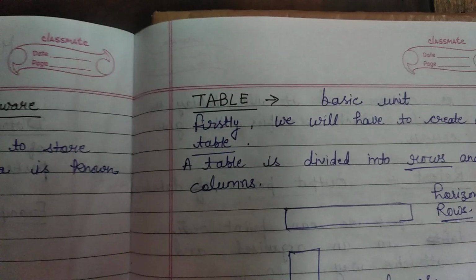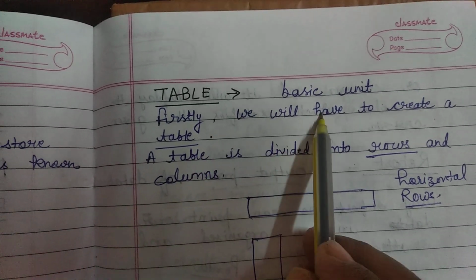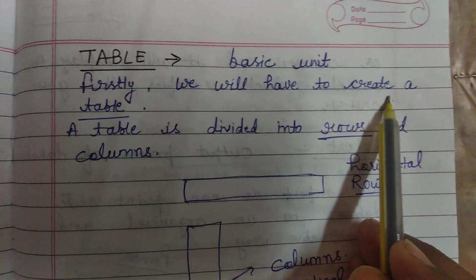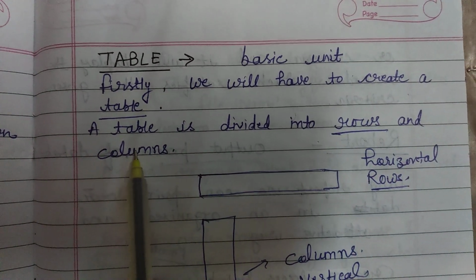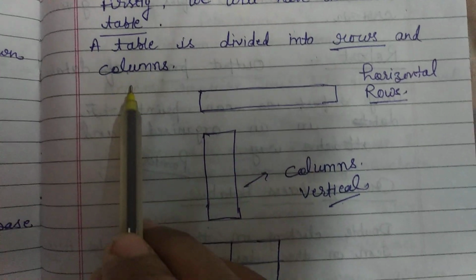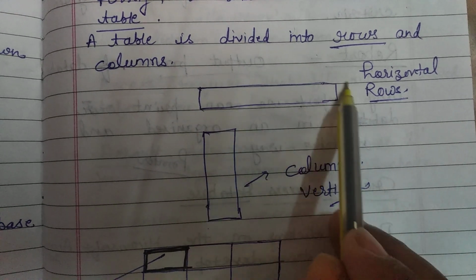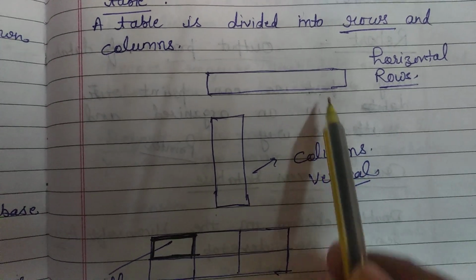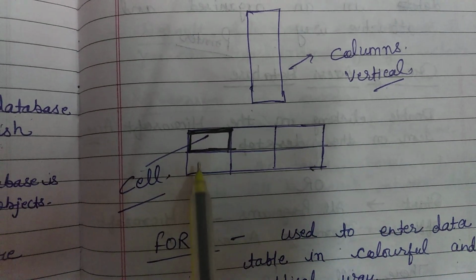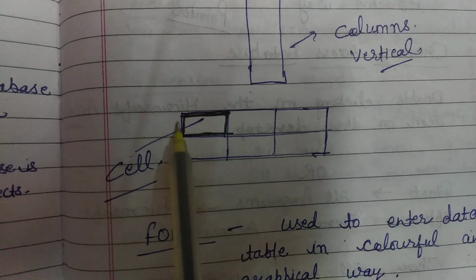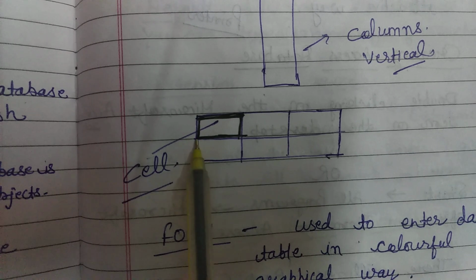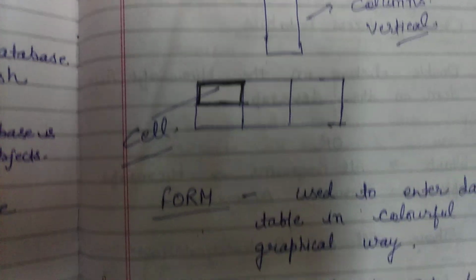First is table. Table is the basic unit. Firstly, we will have to create a table. As you know, table is divided into rows and columns: horizontal rows and vertical columns. At the intersection of rows and columns, you will see a rectangle box, and this is known as a cell.